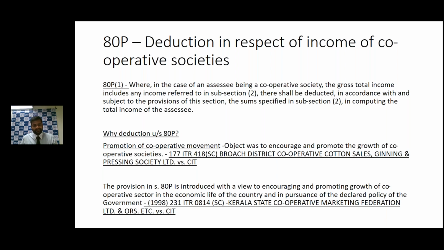Now, why has deduction been given under Section 80P to income of cooperative societies? There are several Supreme Court and High Court judgments which say that it is introduced with a view to encourage and promote growth of the cooperative sector in the economic life of the country and in pursuance of the declared policy of the government. With this background and object, one may also be correct in stating that the provisions of Section 80P are in the nature of beneficial provisions and have to be interpreted in a liberal manner, as held by the Supreme Court in the case of Bajaj, and also in various other cases even under Section 80P.